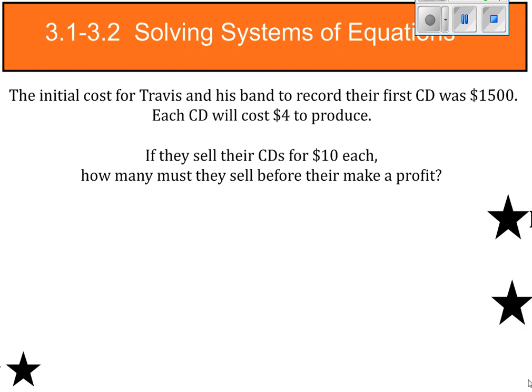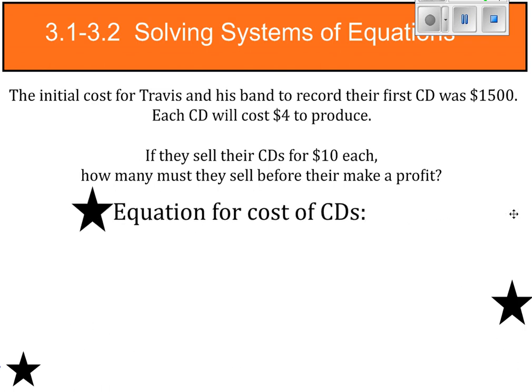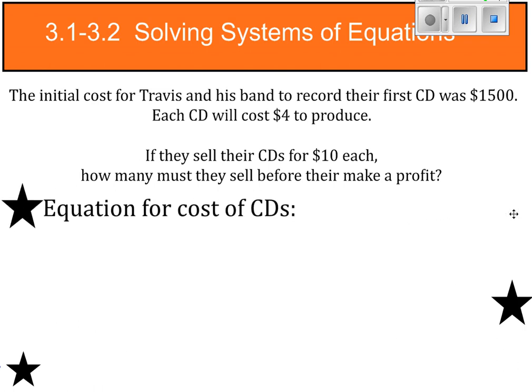All right, ladies and gentlemen, this is for 3.1, 3.2, solving systems of equations for Algebra 2. So the initial cost for Travis and his band to record the first CD was $1,500. Each CD costs $4 to produce. If they sell their CDs for $10 each, how many must they sell before they make a profit?